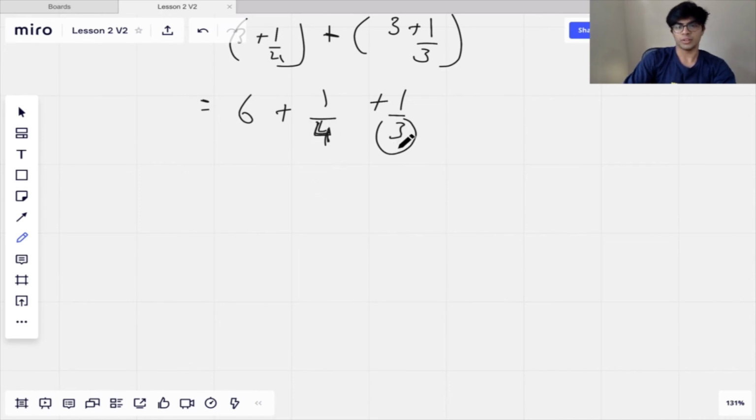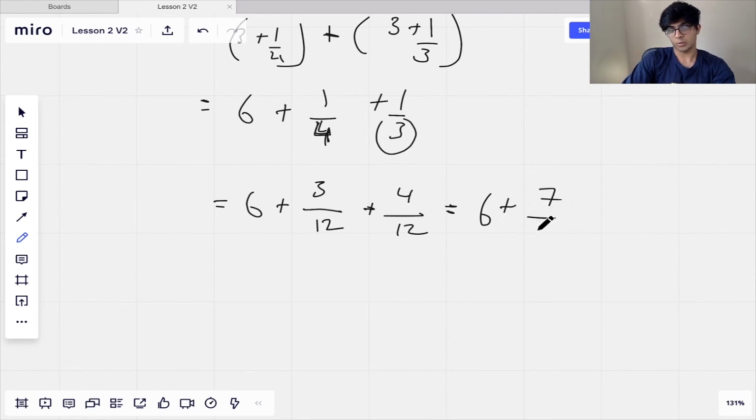So what you'll do is you'll times the top and bottom of a quarter by 3, so it'll be 3 over 4 times 3, which is 12, plus, times top and bottom by 4, over 12, which is equal to 6 plus 7 over 12.